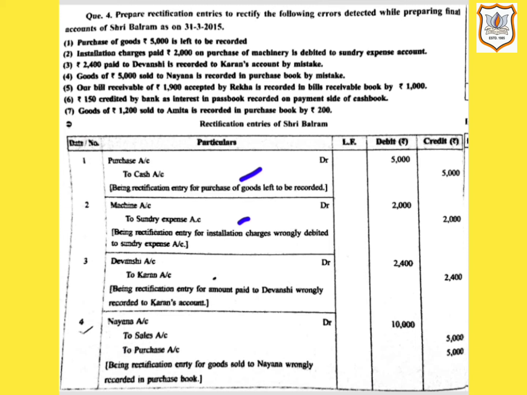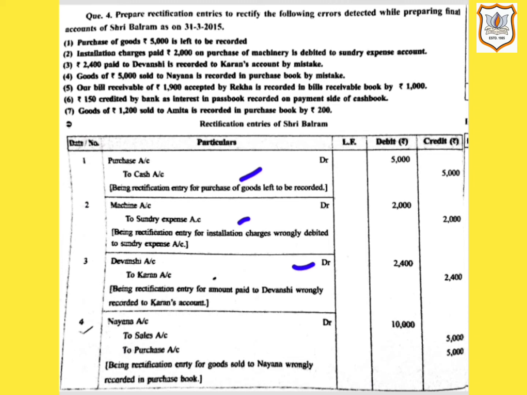This is wrong. So let us apply two principles, that is do what is correct. According to this principle Devanshi's account should have been debited. So according to the principle, that is do what is correct, Devanshi's account will be debited by rupees 2400. And here wrong entry passed is Karan's account debited.